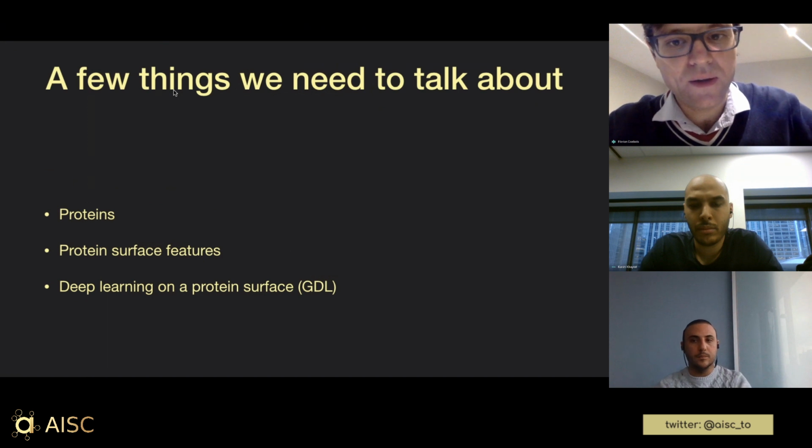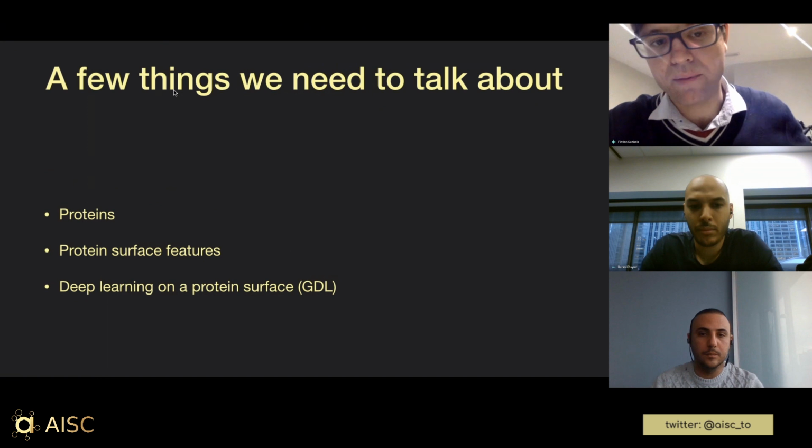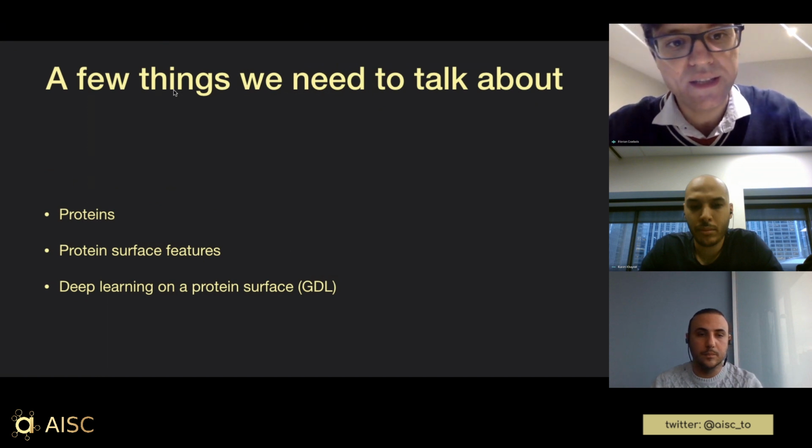So to understand what's happening here, we need to talk about what proteins are, what protein surfaces or surface features are, and we're going to have to do a quick crash course into geometric deep learning.